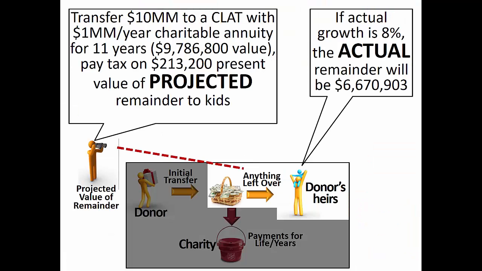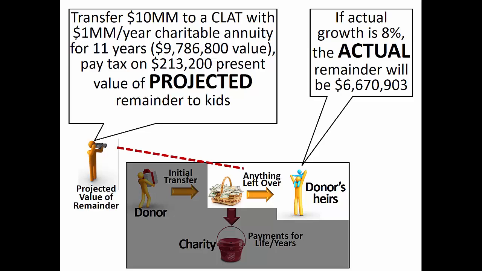Suppose that the donor transferred $10 million to this non-grantor charitable lead annuity trust on January 31st of 2015. The projected value of the charitable share based upon 11 years of $1 million payments would be $9,786,800, as described previously. This leaves a projected gift to the donor's heirs, or whomever the donor names to receive the remaining amount, with a present value of $10 million less $9,786,800.